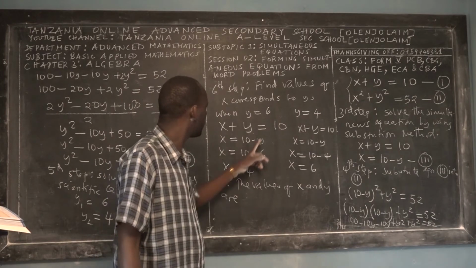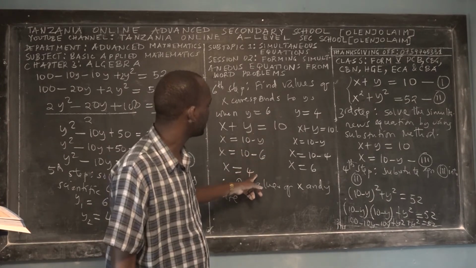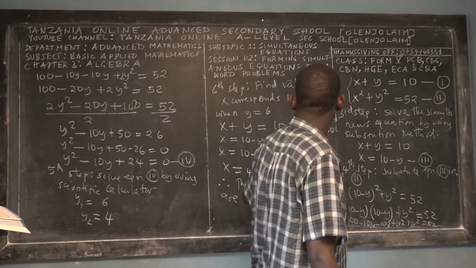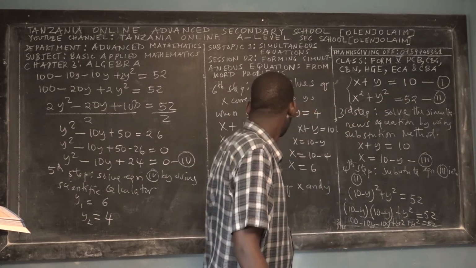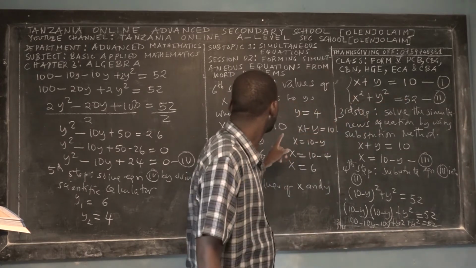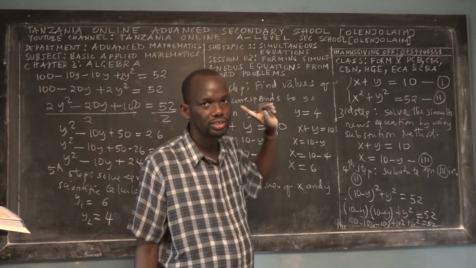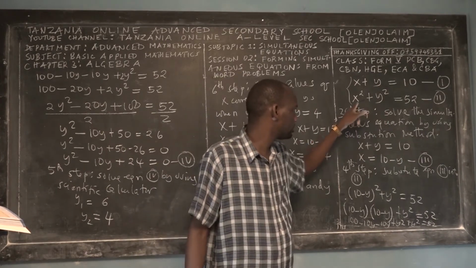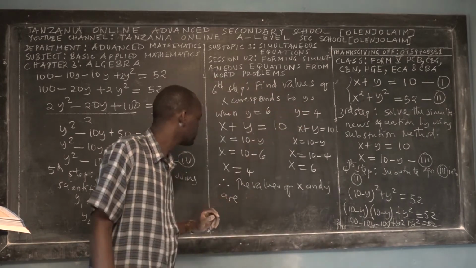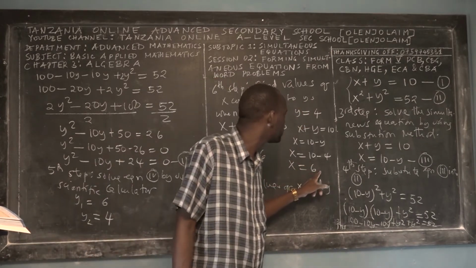x is 4, y is 6. So you take x is equal to 4. 4 plus 6 is 10. 4 squared is equal to 16. 6 squared is equal to what? 36. 36 plus 16 is 52. And let us take x is equal to 6.